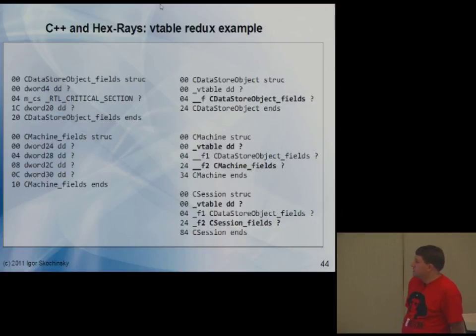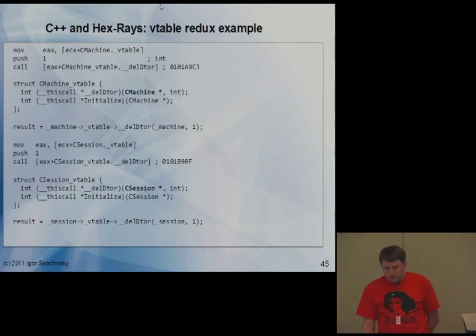So we declare a fields structure for the base class, the CDataStore object, and we declare a fields structure for the CMachine object. And then we create a complete structure for each of them. So we have a separate virtual table pointer, which we can set to the actual virtual table used for this or that class. And in CMachine, we include the base class fields and the this-class fields. And if we have a third object, like CSession, we again include the base class data store object, and we include fields which belong to just the session class. And this improves things quite a lot, because we can have different virtual tables for different classes, even in the same inheritance hierarchy.